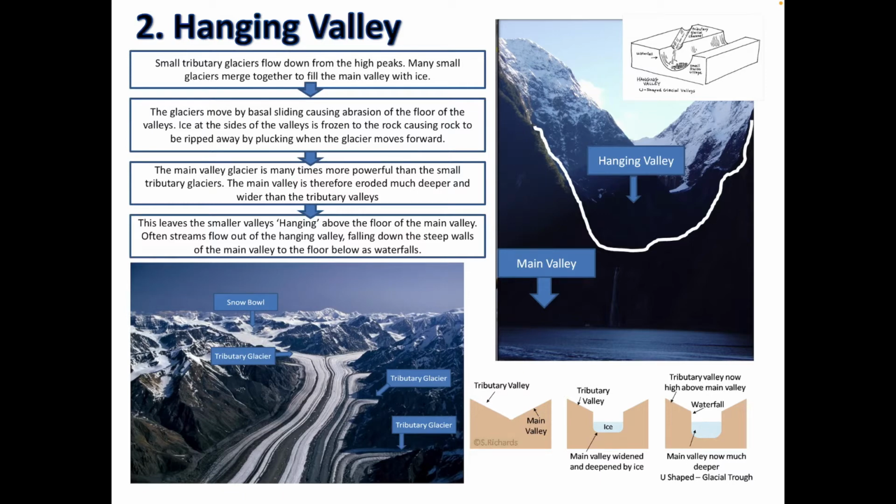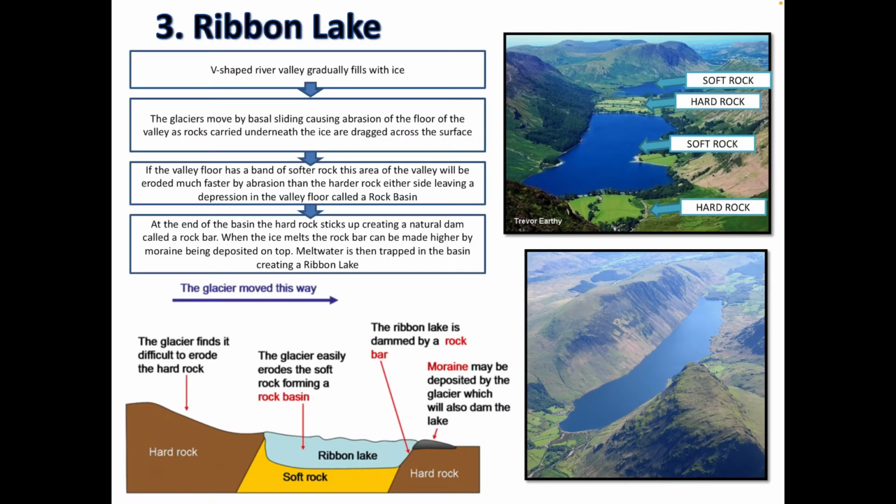So the processes of freeze-thaw weathering and then, from the glacier, erosion through abrasion and plucking. And you'll also remember right at the end of the lesson we talked about ribbon lakes, which are formed again by the processes of abrasion and plucking, sort of wearing away the rock.